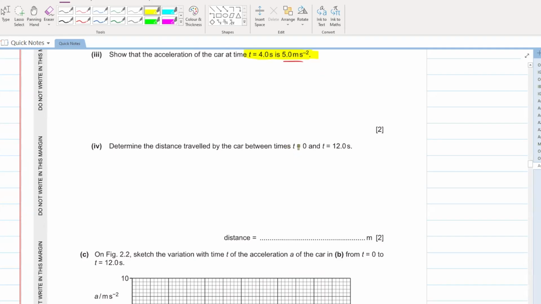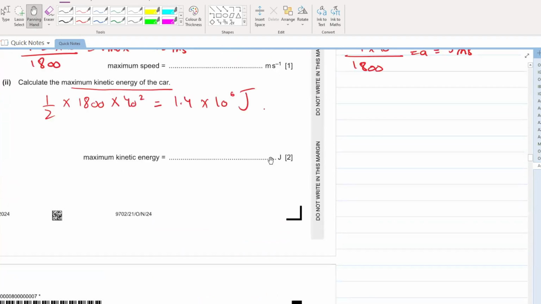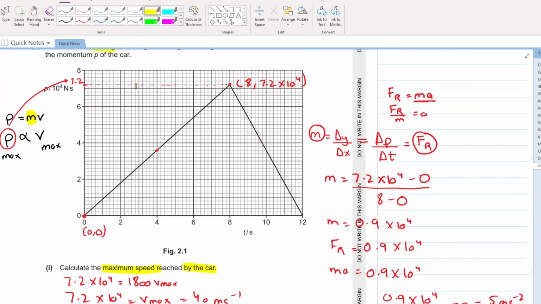Determine the distance traveled by the car between time t equals 0 till time t equals 12 seconds. Okay, which journey's distance is it asking about? This one. From time t equals 0 till 8 seconds, and then from time t equals 8 till 12 seconds. Perfect. You have to find the distance traveled for the whole journey. Okay, how will you do that? Any ideas, students? Any remote ideas, how will you do it?